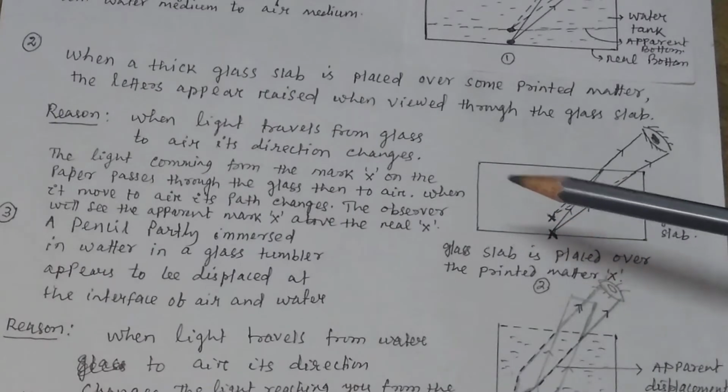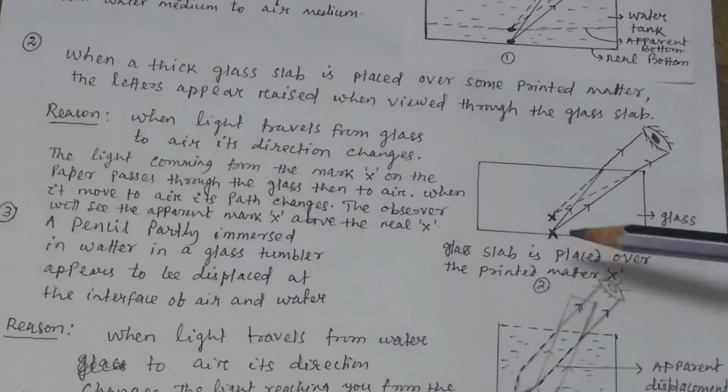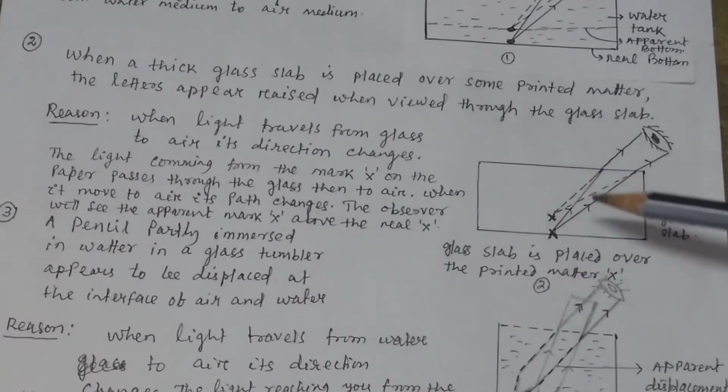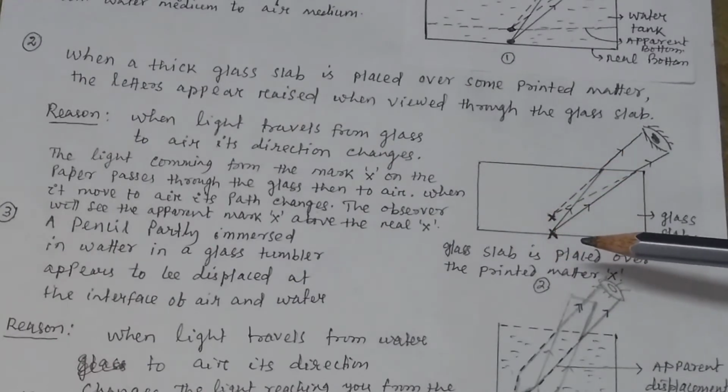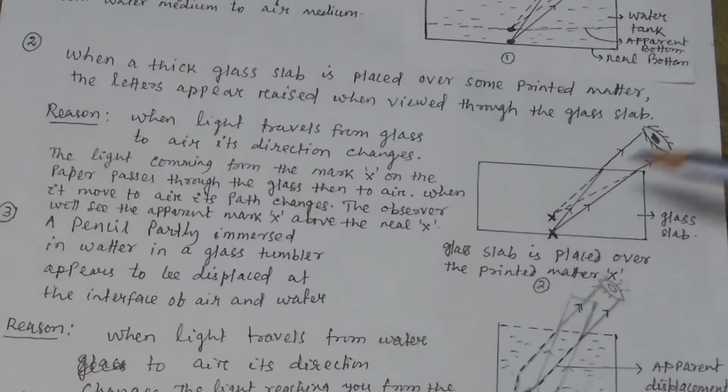Instead of a glass slab, if you take a transparent plastic slab, then the shifting will differ.